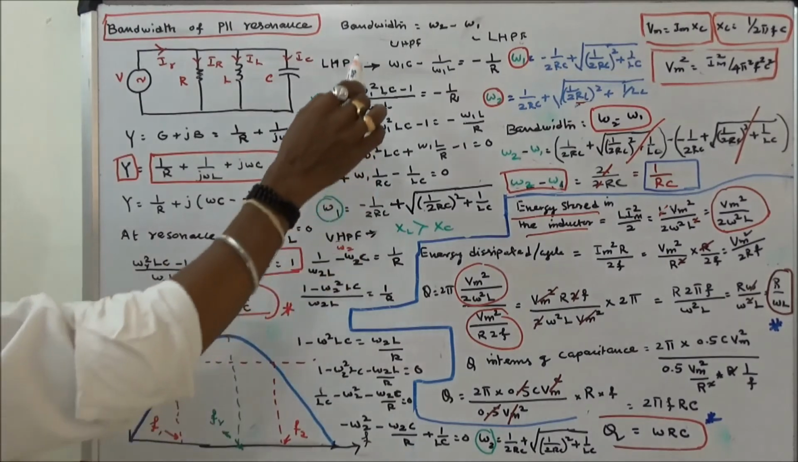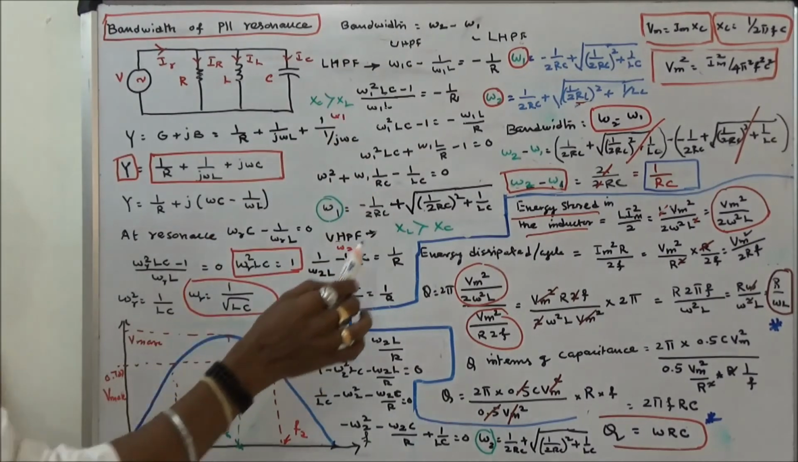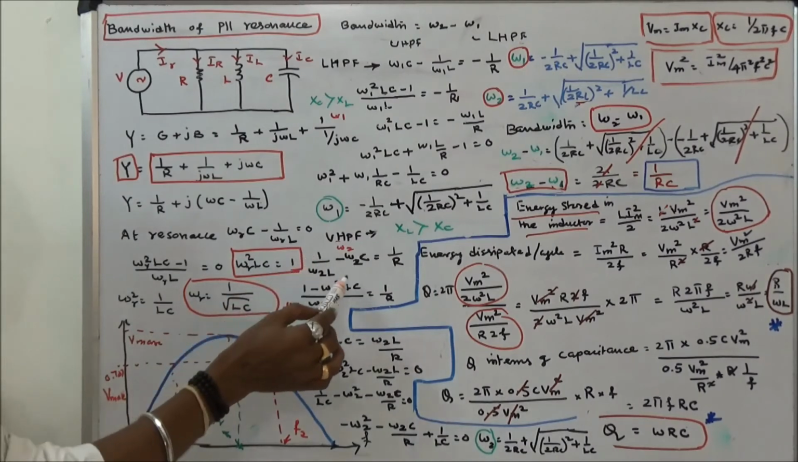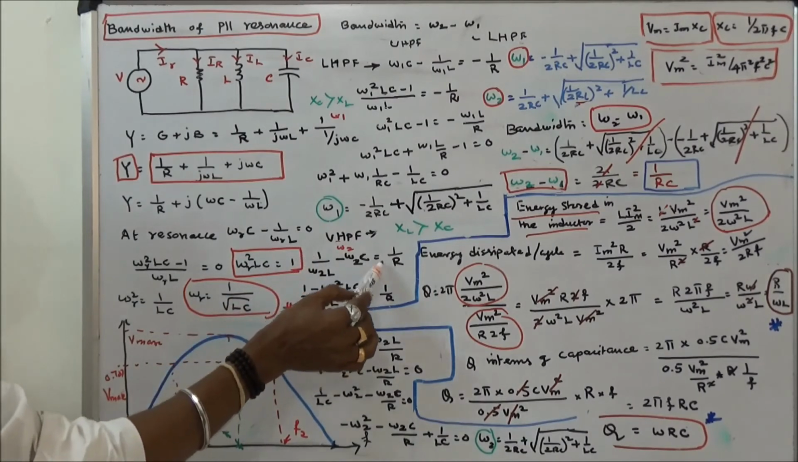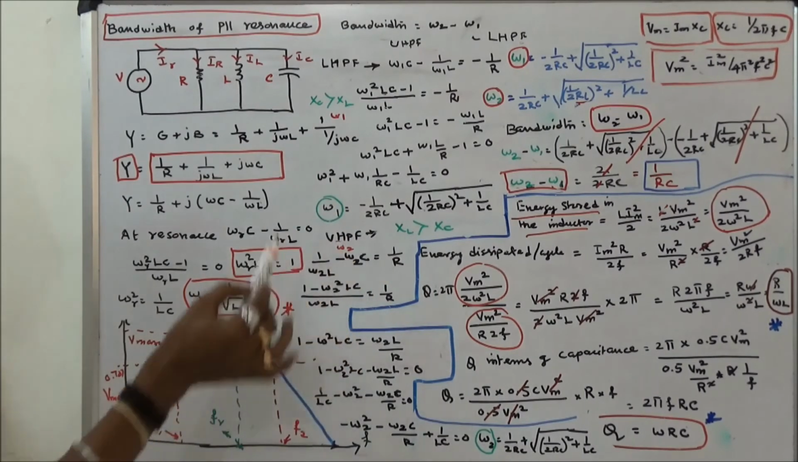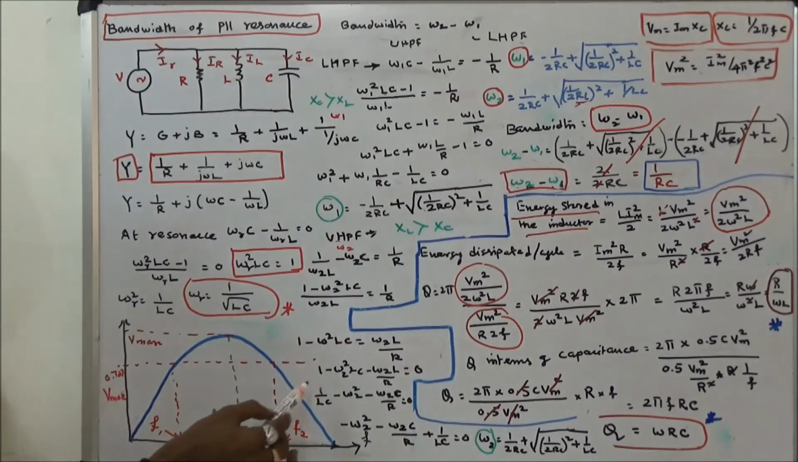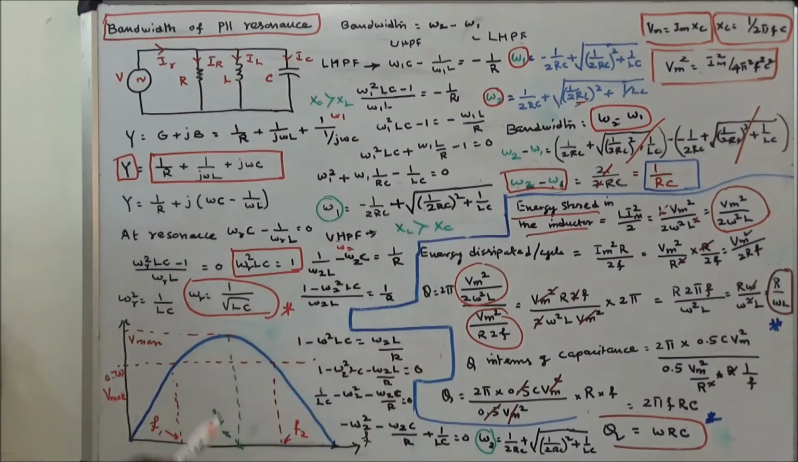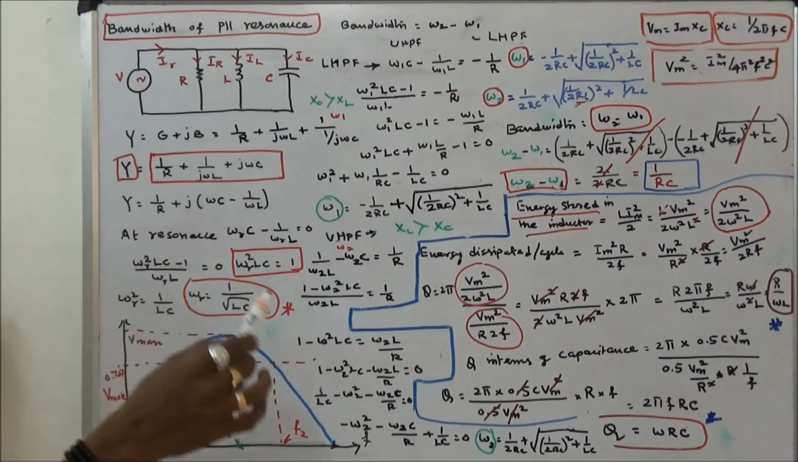Next we calculate the upper half power frequency. In this condition, XL is greater than XC. Therefore, 1 by omega 2 into L minus omega 2 into C is equal to 1 by R. Again I simplify it. I got 1 minus omega 2 square into LC minus omega 2 into L by R is equal to 0. I divide both sides by LC. I got a quadratic equation: omega 2 square plus omega 2 into 1 by RC minus 1 by LC is equal to 0. Now I can calculate omega 2.